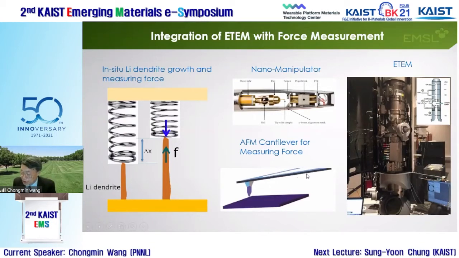There we integrate an AFM cantilever on the manipulator. The AFM cantilever is a spring. You grow a lithium dendrite against the spring; the dendrite tries to grow and the spring tries to push back. You compress the spring, measure the distance, and calibrate the spring constant, and then you know how much force a growing lithium dendrite applies on the spring. If you put the separator here, you can imagine how much stress the separator will sense.